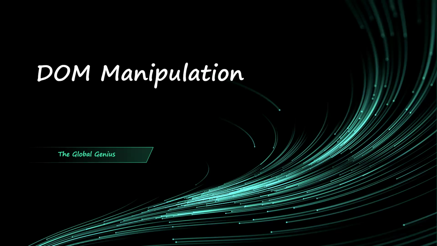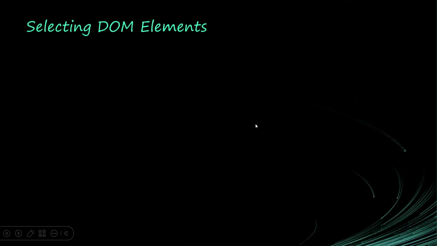So let's talk more about DOM manipulation. Let's see how we can actually manipulate this DOM. Let's see how we can do stuff with this DOM that the browser has created for us. The first thing we'll take a look at is how do you select DOM elements? If you want to manipulate the DOM, you need to select the elements that you want to manipulate. So you select them, then you can do whatever you want to do to them.